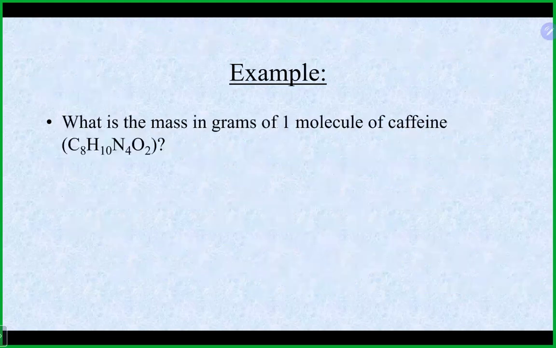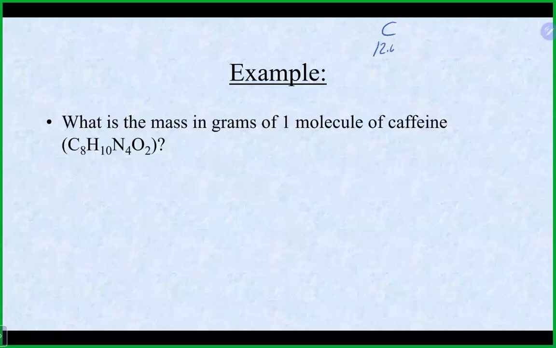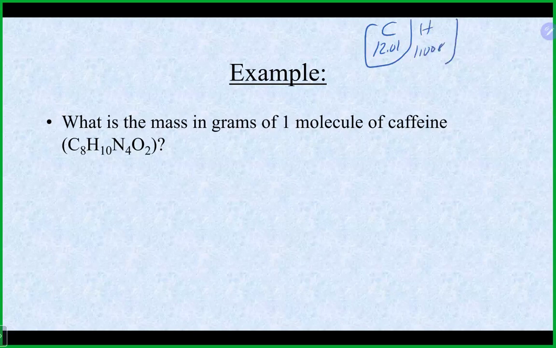Let's try one more here. What is the mass in grams of 1 molecule of caffeine? Again, some numbers from the periodic table. Carbon 12.01, hydrogen 1.008, nitrogen 14.01, and oxygen 16.